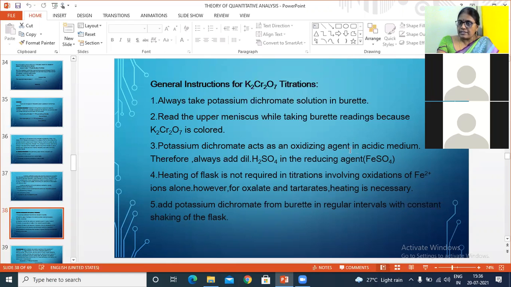Potassium dichromate acts as an oxidizing agent in acidic medium. Therefore, always add dilute sulfuric acid to the reducing agent, that is ferrous sulfate, so it can act as an oxidizing agent. That too, in the presence of sulfuric acid only can it act as an oxidizing agent. So in any titrating solution, that means a reducing agent like ferrous sulfate or oxalic acid or oxalates, we have to add dilute sulfuric acid before we perform the titrations.